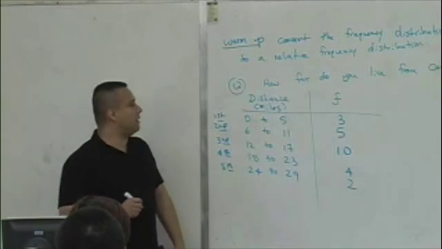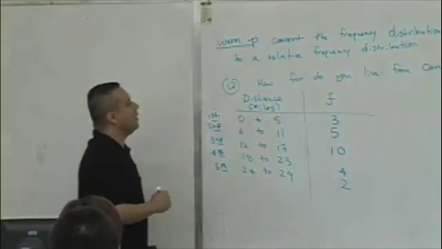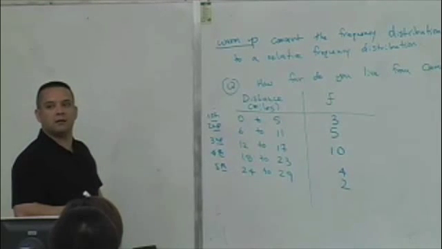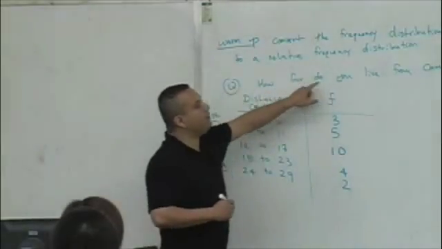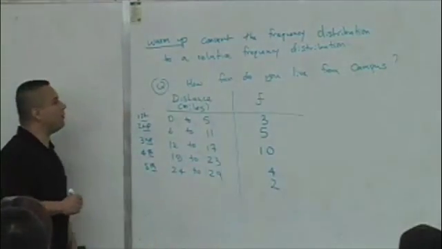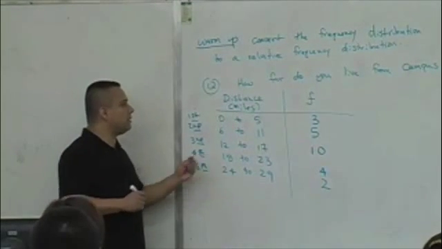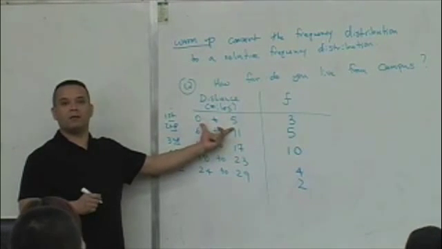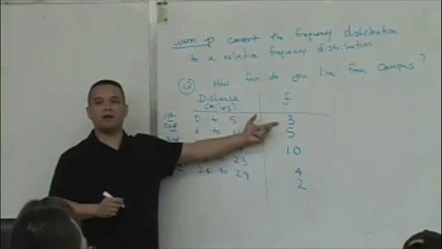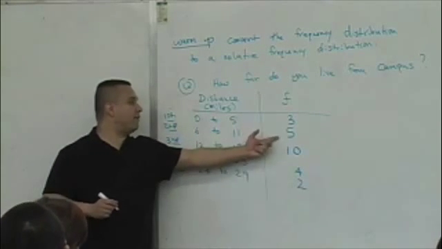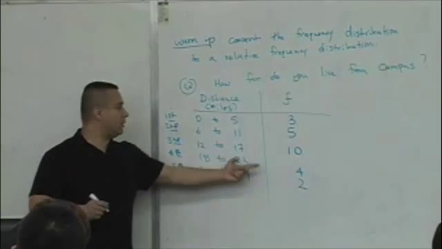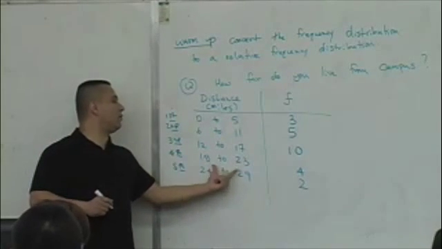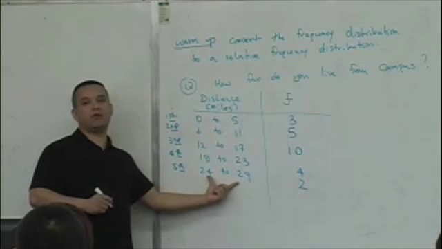Okay. All right. Good. Now let's see if you recall from last week. What does this table represent? What does it say here? It says, how far do you live from campus? So this example is really data that was collected, organized in bins, where some people responded that they live between 0 and 5 miles away. 3 people responded they lived between 0 and 5 miles away. 5 people responded that they live between 6 and 11. 10 people responded that they live between 12 and 17. 4 people responded that they live between 18 and 23. 2 responded that they live between 24 and 29 miles away.